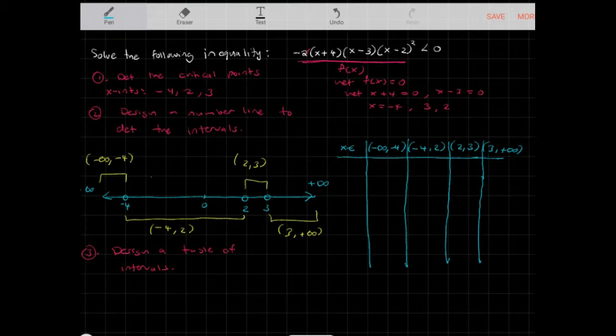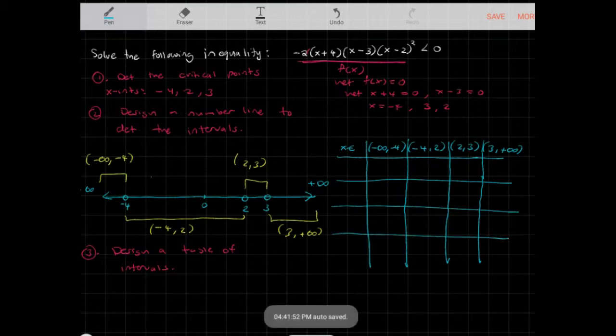Okay, so after you put the intervals on top, on the top row, then what I'm going to do here is I'm going to put my factors on this column here. Okay, so my factors, and you do have to include the negative 2, so I'm just going to include it with negative 2 and x plus 4.